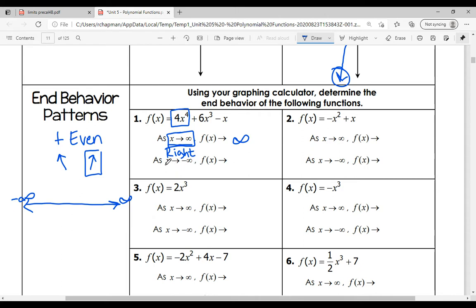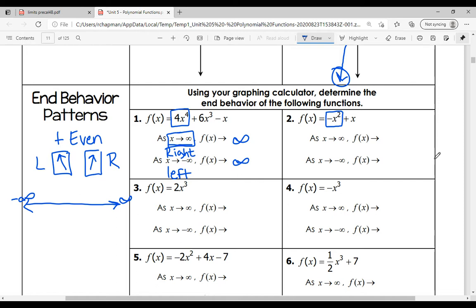When they give you this statement, this asks what the left side is doing. This is your right side. This is your left side. This left side is also pointing up, so you are going towards infinity. In the second problem, negative x squared. What do negative evens do?